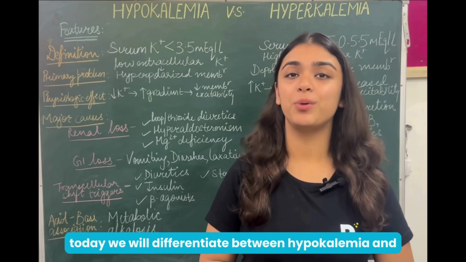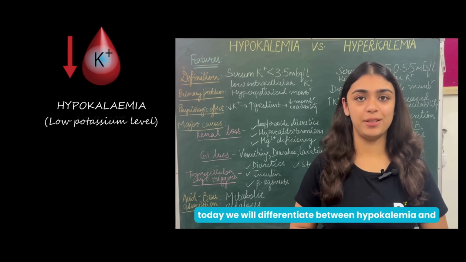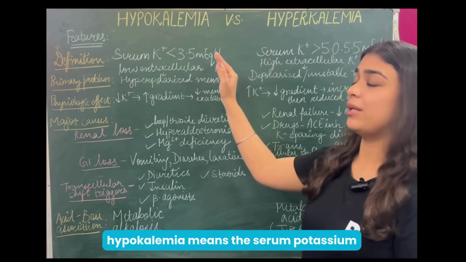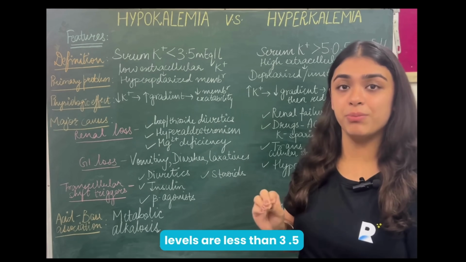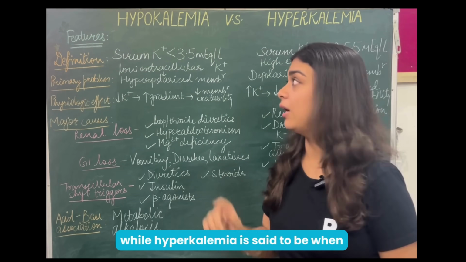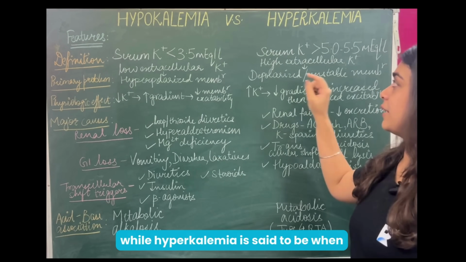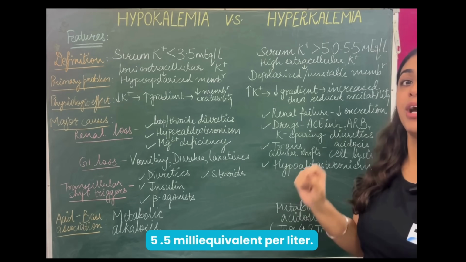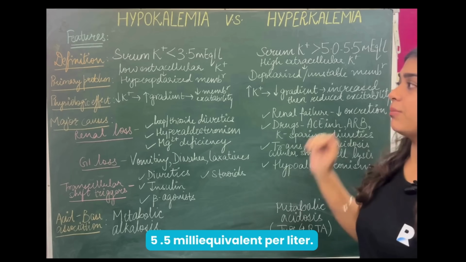So hello folks, today we'll differentiate between hypokalemia and hyperkalemia. Coming to the definition, hypokalemia means the serum potassium levels are less than 3.5 milliequivalent per liter, while hyperkalemia is said to be when the serum potassium levels are more than 5 to 5.5 milliequivalent per liter.